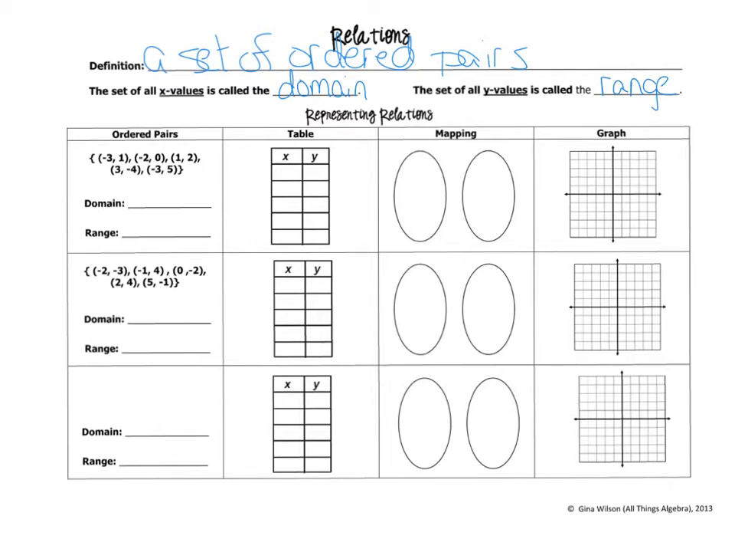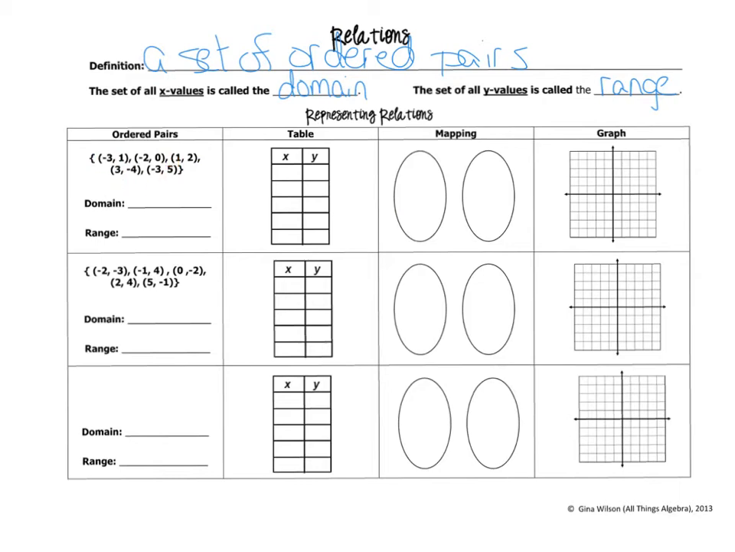So we're going to do several things today. We're going to learn how to represent a relation 4 different ways. We're going to look at a set of ordered pairs. We're going to put it in a table, which you're familiar with. We're going to look at a mapping, which might be new to you, and then we're going to put them on a graph. Okay? So let's look at this.